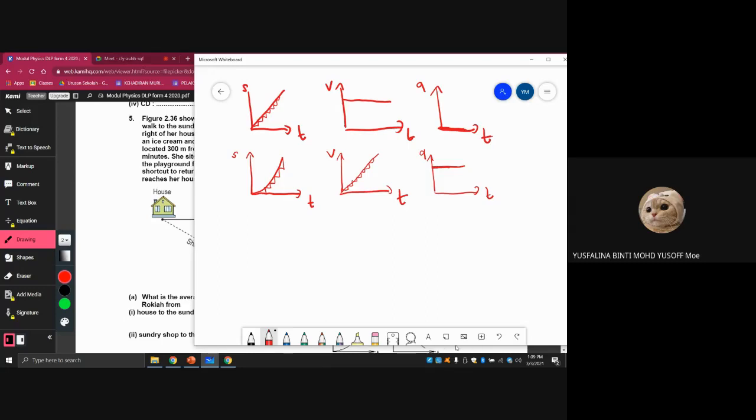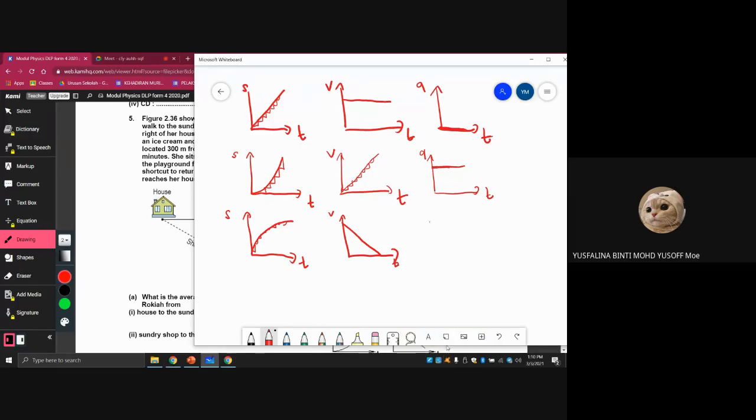And then we go to another type of graph that is like this. If I draw the triangle here, the triangle becomes smaller, right? So means the gradient becomes smaller. The gradient becomes smaller means the velocity also becomes smaller. So if we draw the graph, it will be like this, for velocity against time.